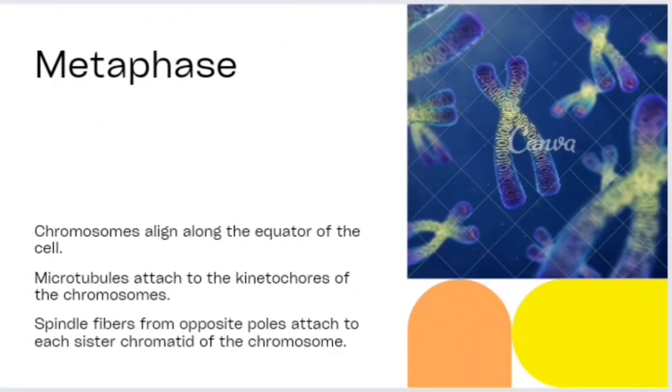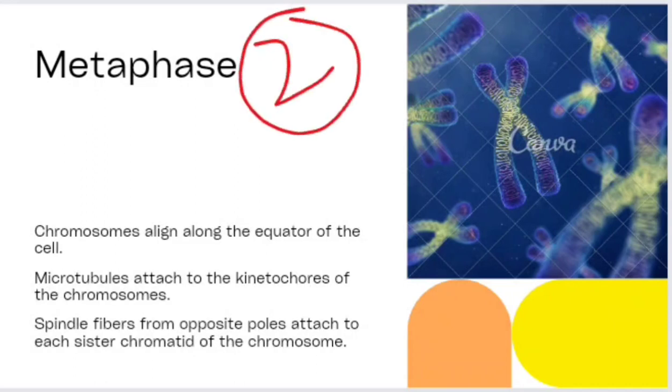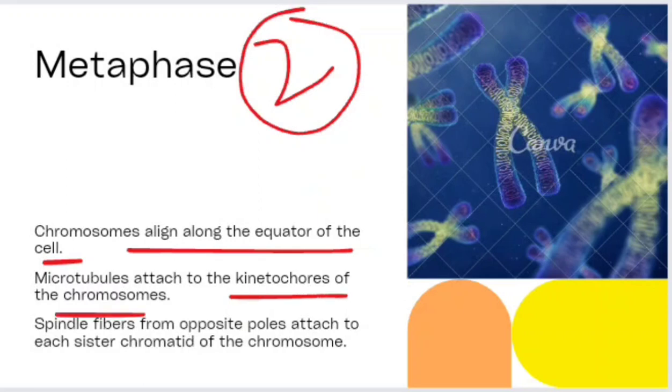The next phase is the metaphase, the second stage, in which chromosomes align along the equator of the cell. Microtubules attach to the kinetochore of the chromosome. Spindle fibers move to opposite poles, attached to each sister chromatid of the chromosome. So I'll explain this whole process.